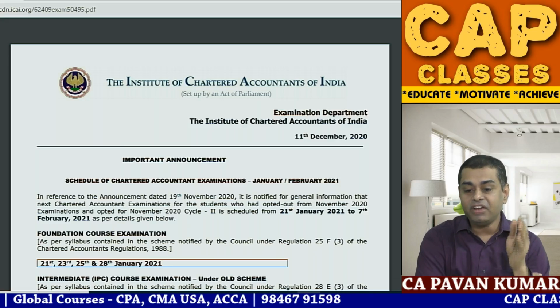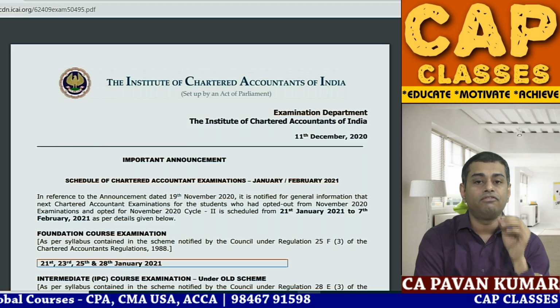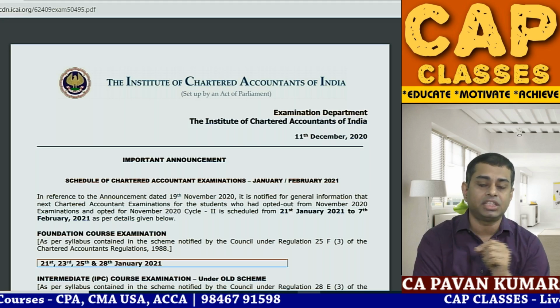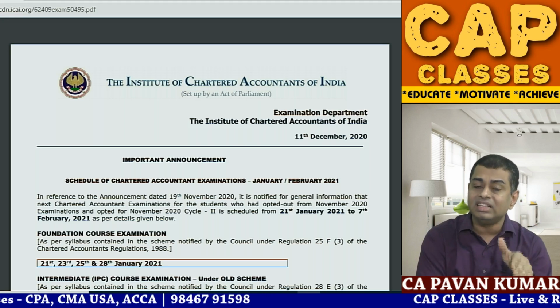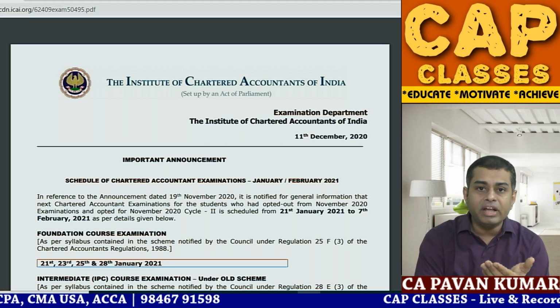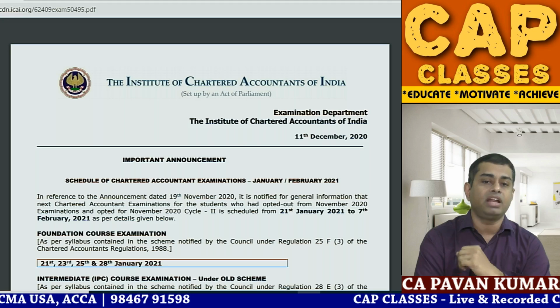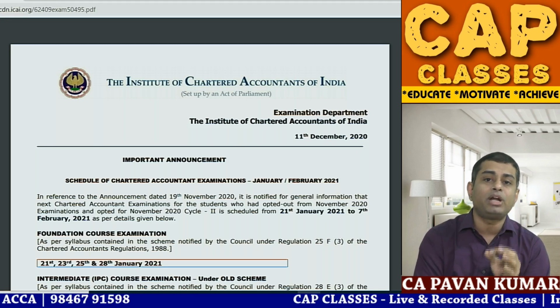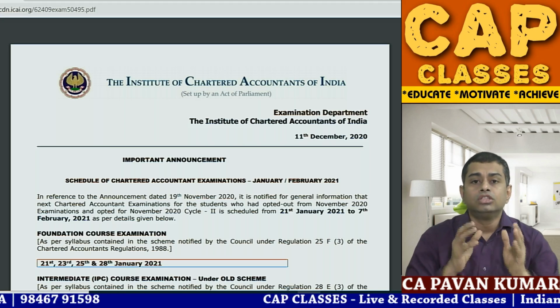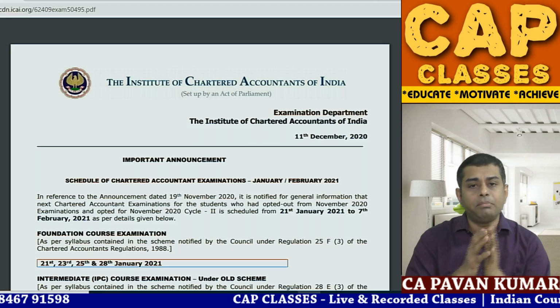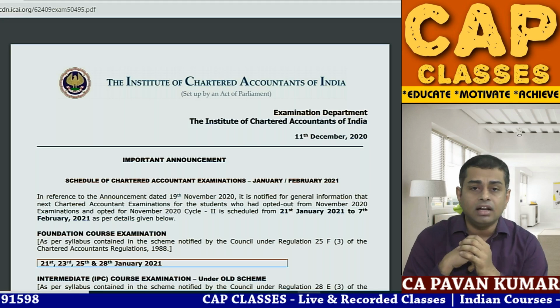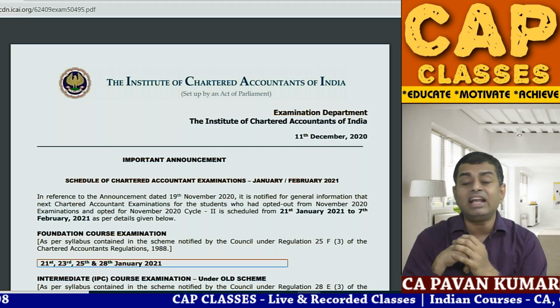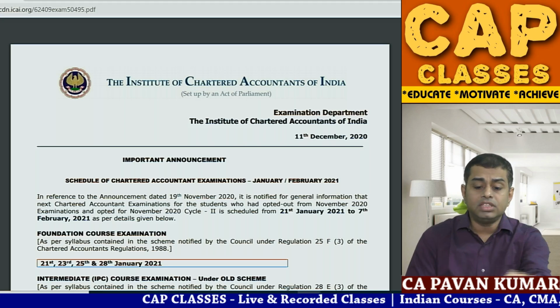So the much awaited important notification for Jan cycle examinations, which is a continuation of the November exams this year, to be conducted next year in January and February. The notification was released by ICAI on 11th December 2020, that means yesterday. So we are sitting on 12th December 2020. This notification was received late evening yesterday. So just read this out.